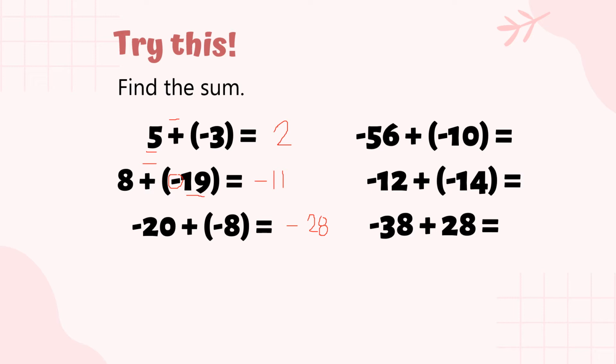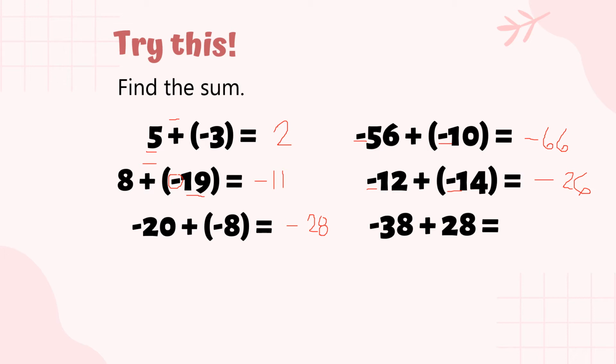-56 plus -10. So that is correct. Negative 66. Since they have the same sign, which both are negative, simply add the two. Negative 12 plus negative 14 is negative 26. Correct. Since they are both negative, they have the same sign. So simply add the two integers and copy the common sign, which is negative.